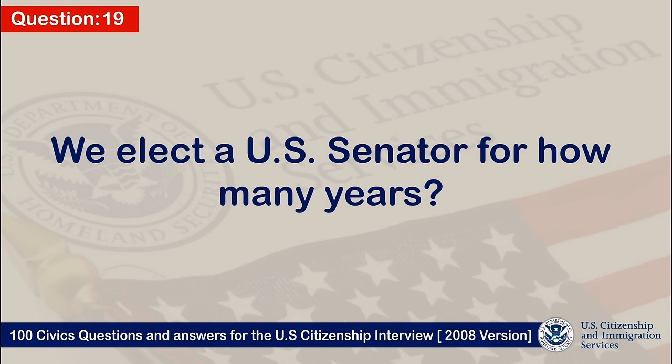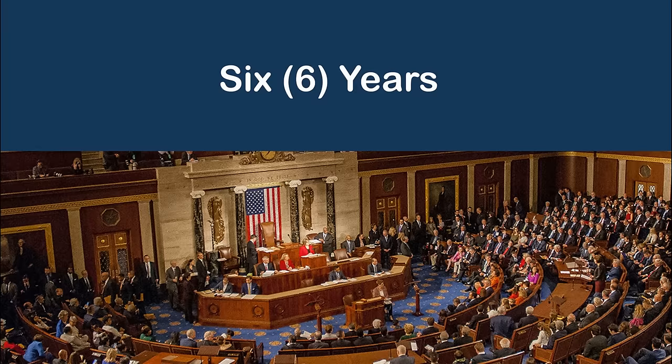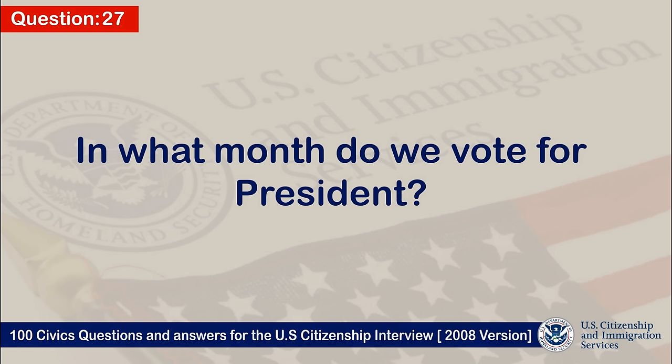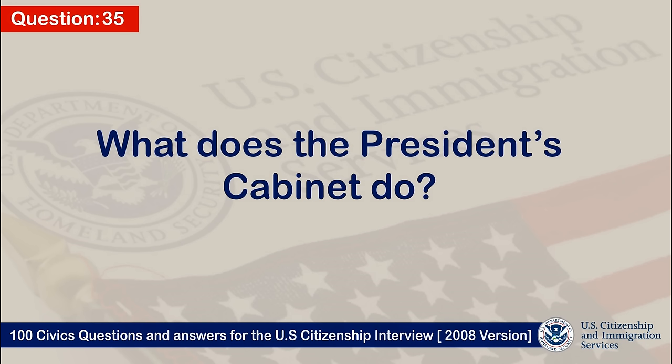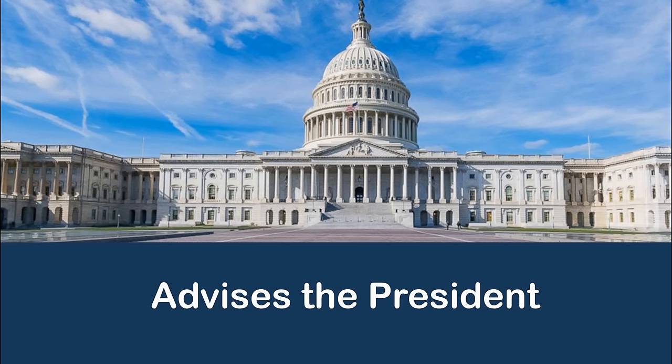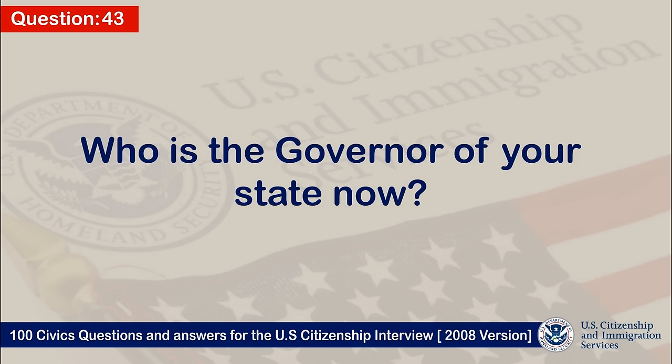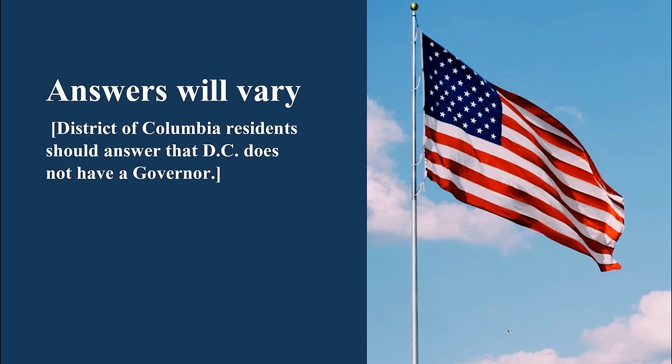We elect a U.S. senator for how many years? 6 years. In what month do we vote for president? November. What does the president's cabinet do? Advises the president. Who is the governor of your state now? Answers will vary. Visit www.usa.gov to find the name of your state governor. The link is in the description below.